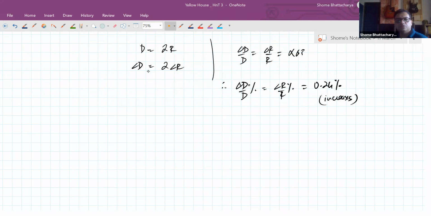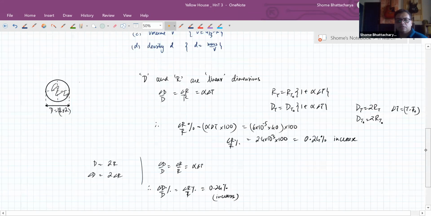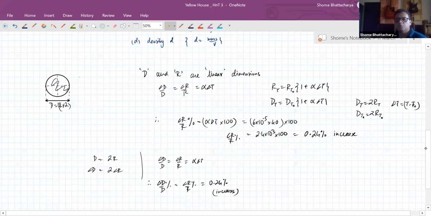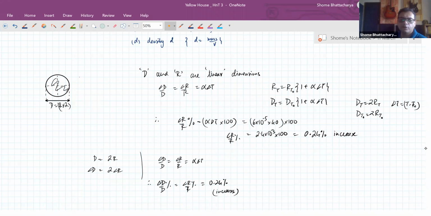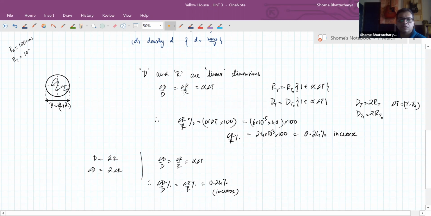I'll explain it, but first make sure you understand this point: because the diameter is just double the radius, if the radius undergoes a 0.24% increase, the diameter will also undergo a 0.24% increase. Suppose your original radius was 100 centimeters, so your new radius will become 100.24. Your original diameter would have been 200, so your new diameter will become 200.48. So this is also a 0.24% increase.